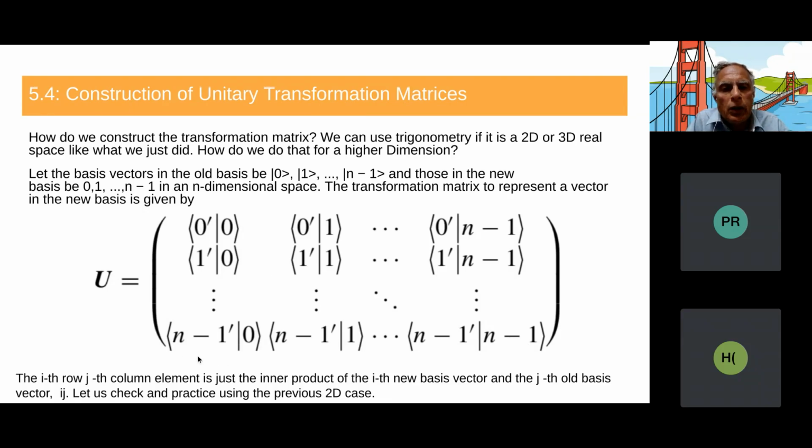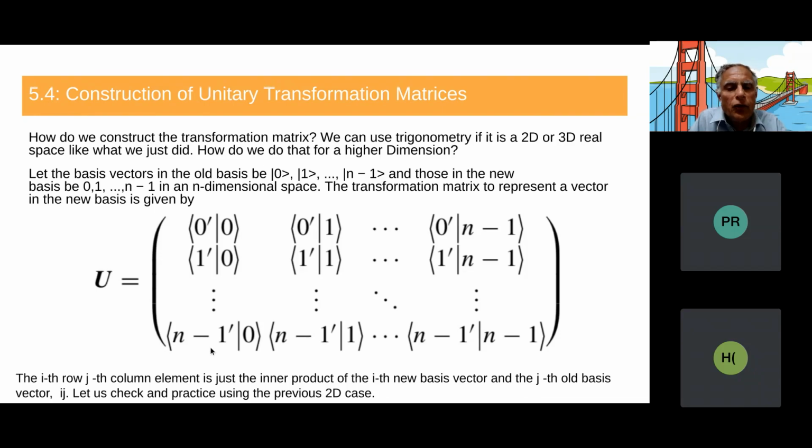the corresponding vectors being orthonormal, you will be able to do n minus 1 ket 0, n minus 1 prime ket 1.